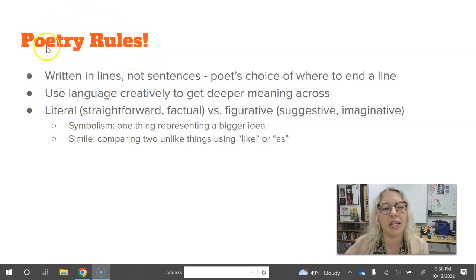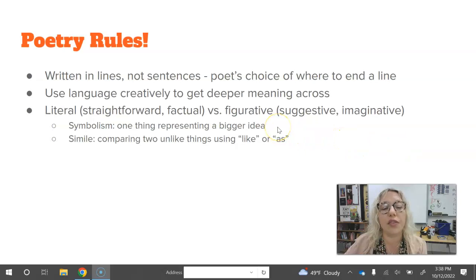But this is kind of punny because it means not only that it's the best, but also that there are certain rules to poetry. Poetry is written in lines, not sentences, and so it's the poet's choice of where to end a line. That's where a line break comes. A poet uses language creatively to get deeper meaning across something that isn't explicitly stated. And so there is a difference between the literal, the straightforward, factual, versus the figurative, which is suggestive, imaginative.